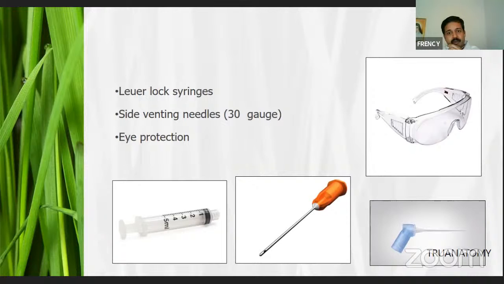Always use side venting needles also. The main problem with the side venting needles is that the lumen size is very small, so they will clog very easily. So you have to use the needle carefully in order to avoid spillage of the irrigation also.